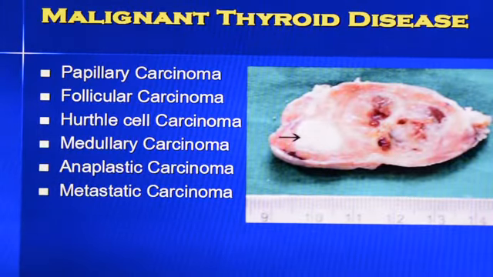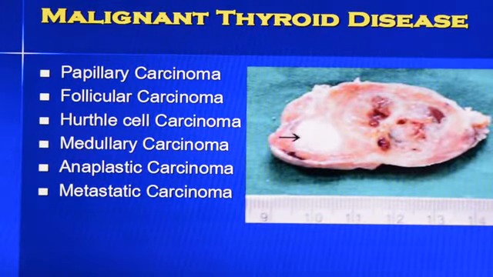Now let's go to the malignant thyroid diseases. These are the papillary, follicular, Hürthle cell, medullary, and anaplastic carcinomas. Of course, there are some metastatic ones, but that's a rare condition.